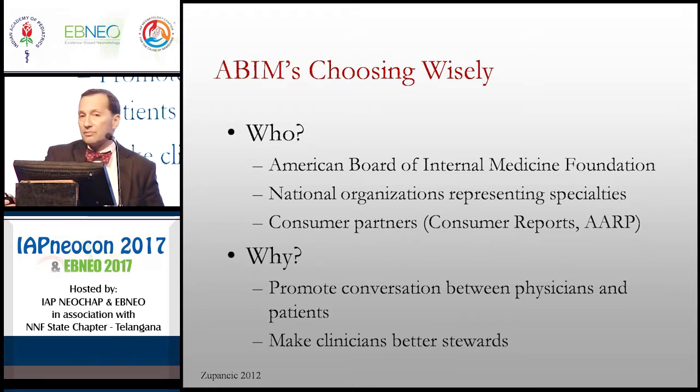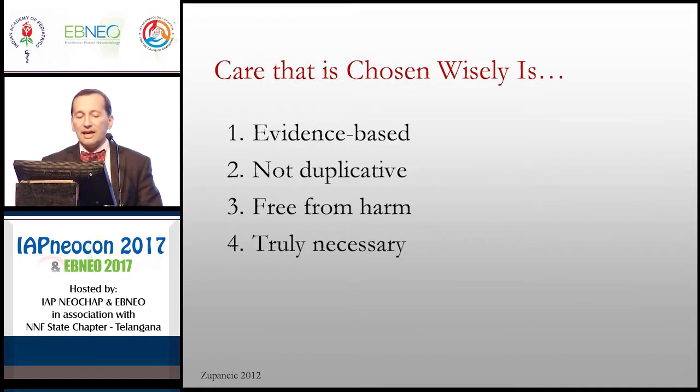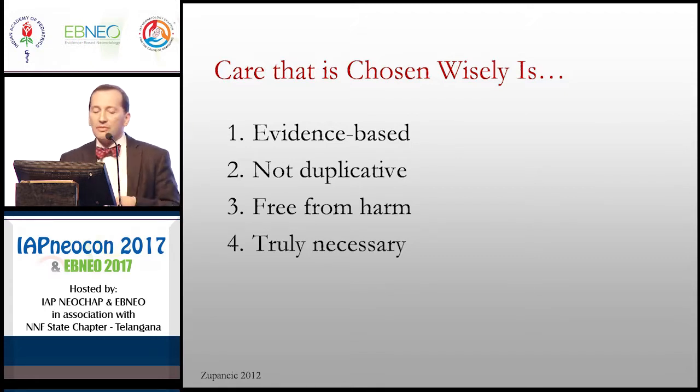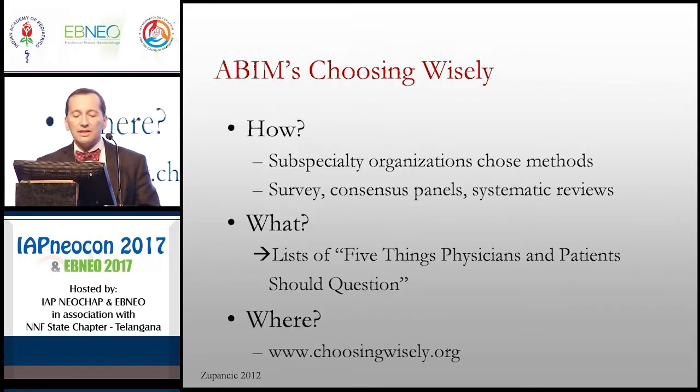So the American Board of Internal Medicine, which is a certifying agency in the United States, said they wanted clinicians to get together and define some items that were questionable and should be talked about more by clinicians, and in this case by patients. And basically this was around waste, but it applies verbatim to what we're talking about today. They said that care that is chosen wisely should be evidence-based, it shouldn't be duplicative, it should be free from harm, as we heard in the last talk, and it should be truly necessary.